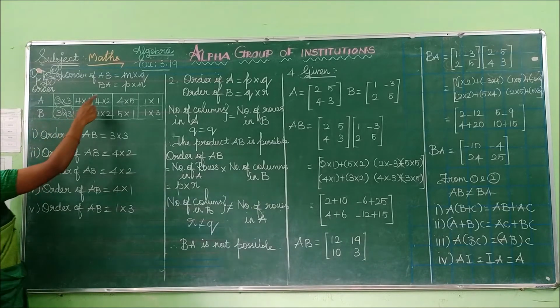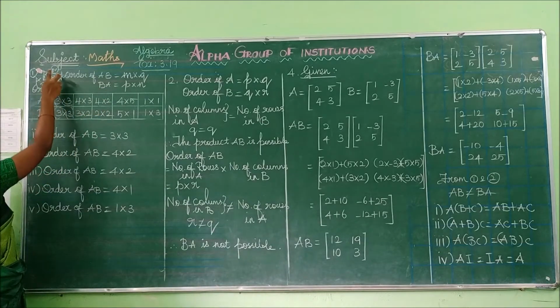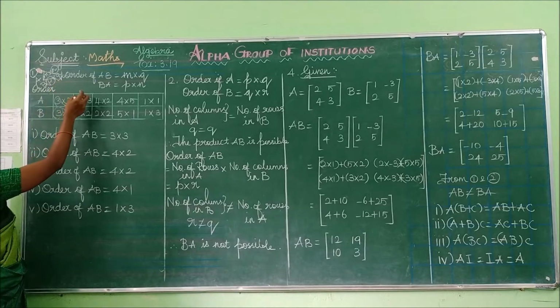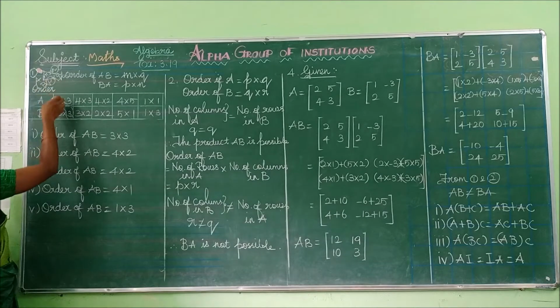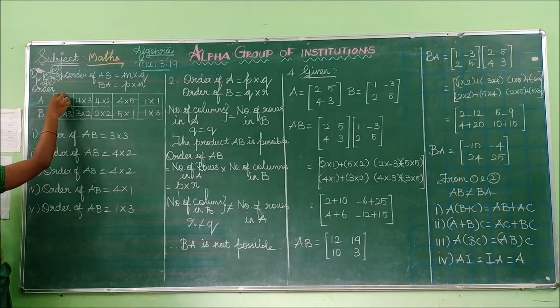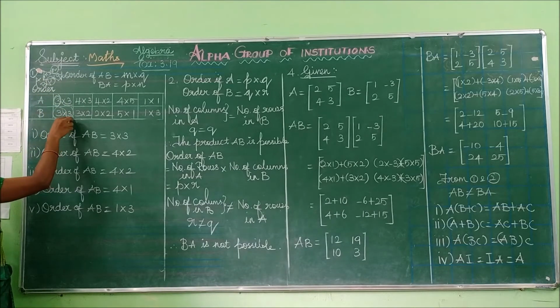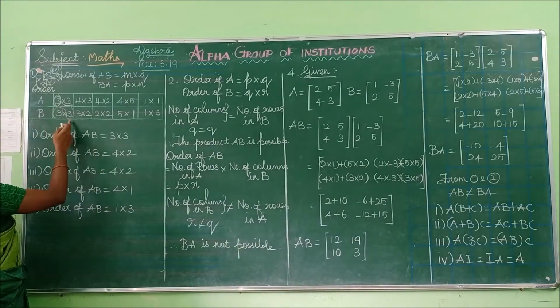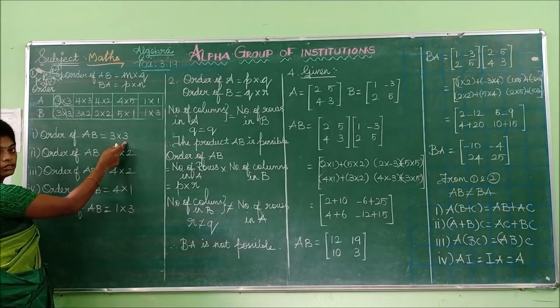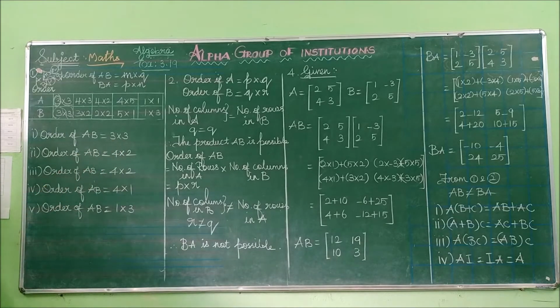So you have to listen to this one. m cross n into p cross q, so you have to cross and write m cross q. That means the number of rows in the first matrix into the number of columns in the second matrix. The number of rows in the first matrix is 3, and the number of columns in the second matrix is also 3. So our order is 3 cross 3.